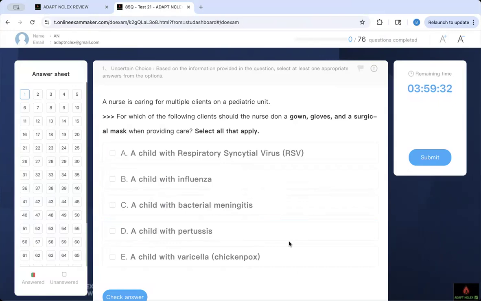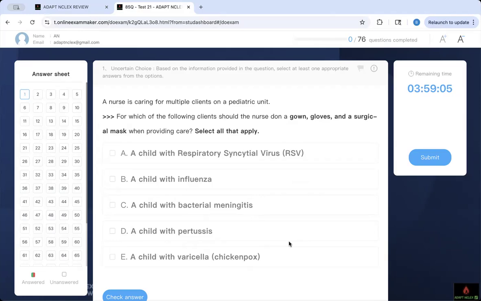A nurse is caring for multiple clients on the pediatric unit. A client with respiratory syncytial virus. A child with influenza. A child with bacterial meningitis. A child with pertussis. A child with varicella. In which situation should the nurse wear gown, gloves, and surgical mask?